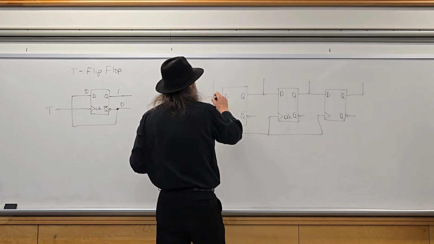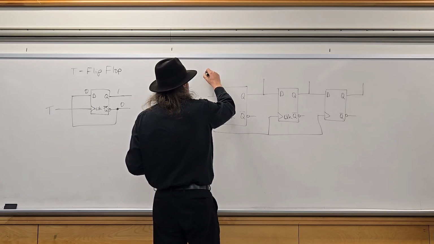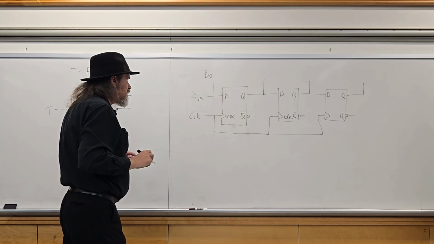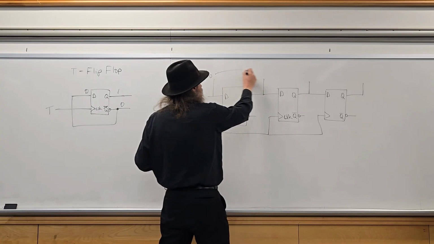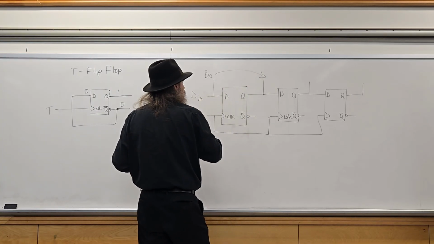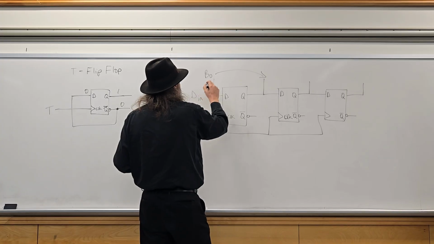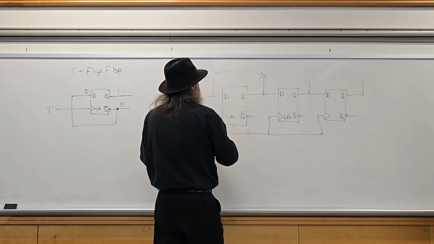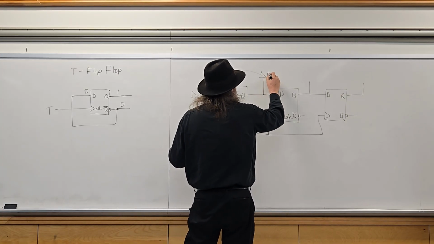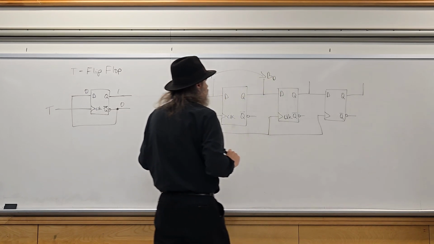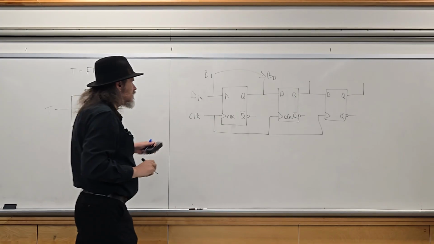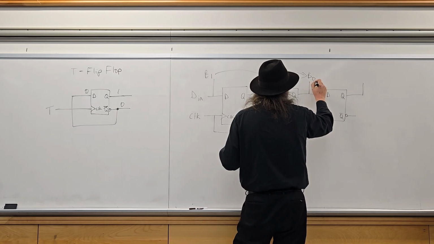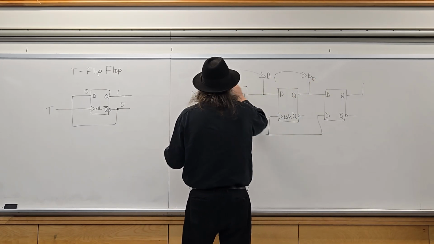So you would have bit 0 come in. First clock cycle, it would move to this output, and then B1 would come in, and then B0 here. The next clock cycle, B0 would be here, B1 would be here, and B2 would be here.